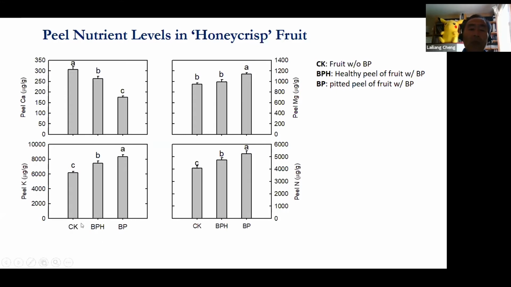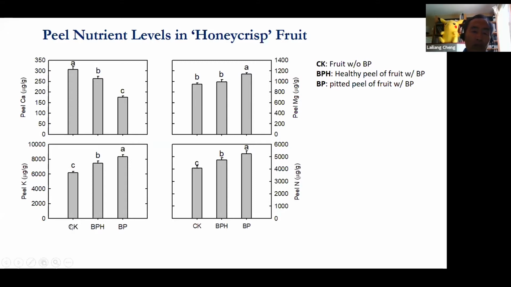As you can see here, we have two types of fruit. The first one is the control fruit without bitter pit. The second type is fruit with the bitter pit, but there are two peel types. One is the apparently healthy peel from the fruit with the bitter pit. The other is the pitted peel from the fruit with the bitter pit. It's very clear that fruit peel nutrient levels are different between fruits with and without bitter pit.